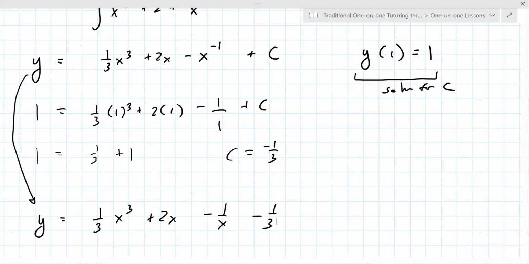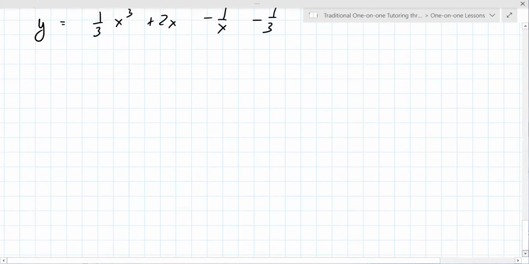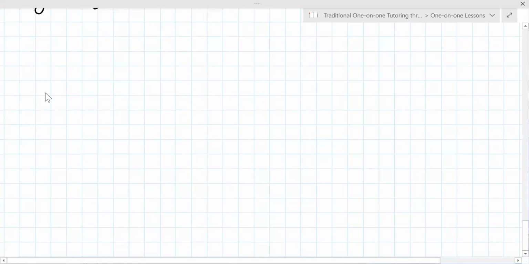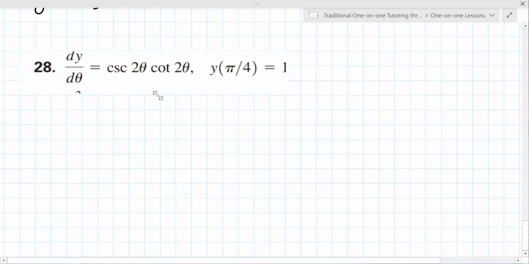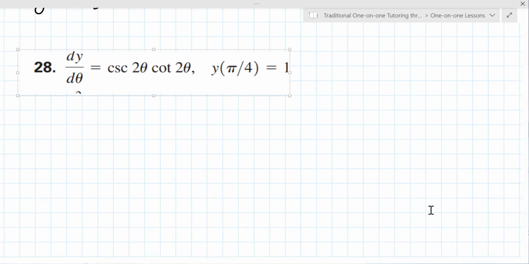All right, if I have you try one here. This one has the appearance of being really complicated, but you do know enough to do it. I'll just give you a minute here to see if you can start working it out. Let me know if you have any questions.